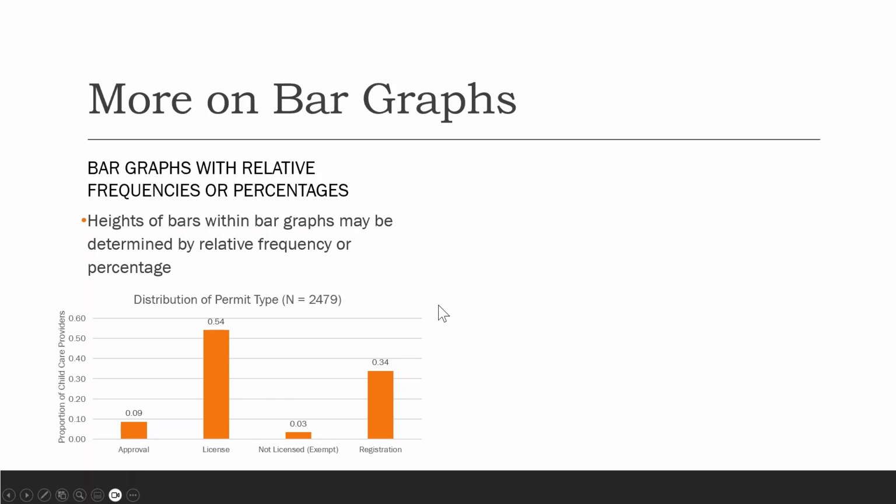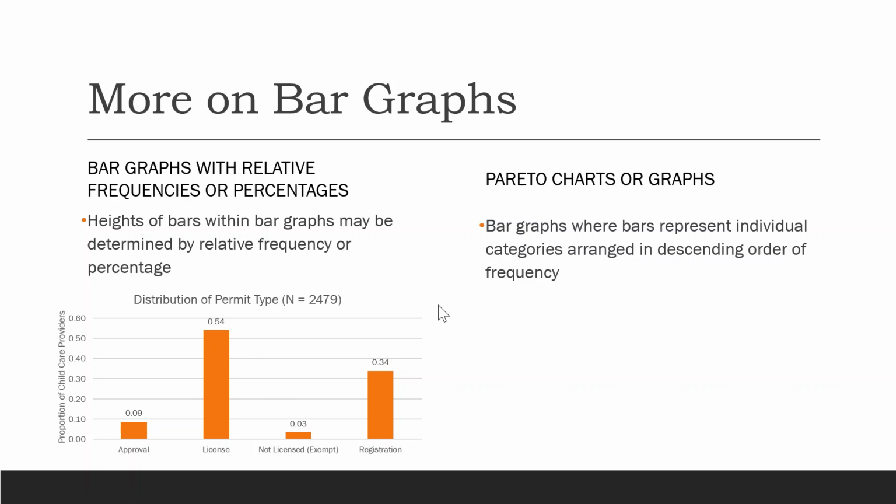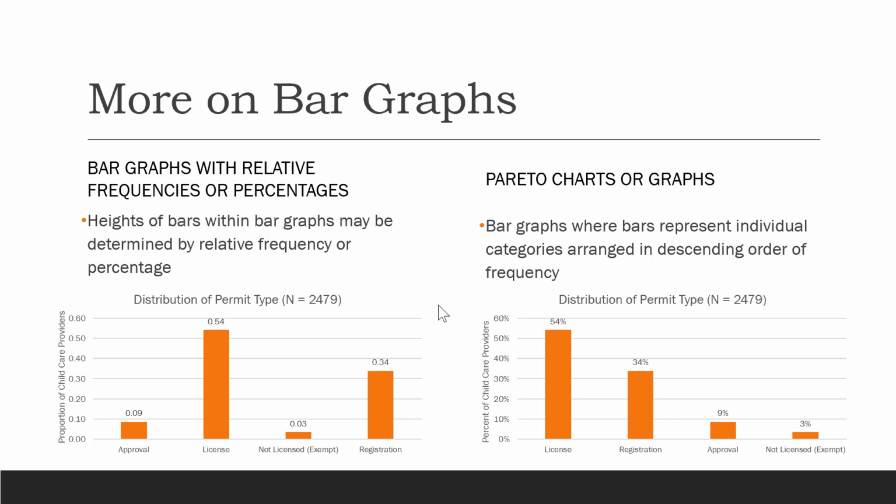I do want to make note, a lot of times, especially in this day and age of data visualization, you'll see people organizing these charts slightly differently. For instance, instead of just a general bar graph, they may have some ordering of the categories in descending order from greatest to least frequency in what we call Pareto charts or graphs. Okay, these are bar graphs where the bars still represent the individual categories, but they're arranged in descending order of the frequency or the relative frequency or the percentage in each category.